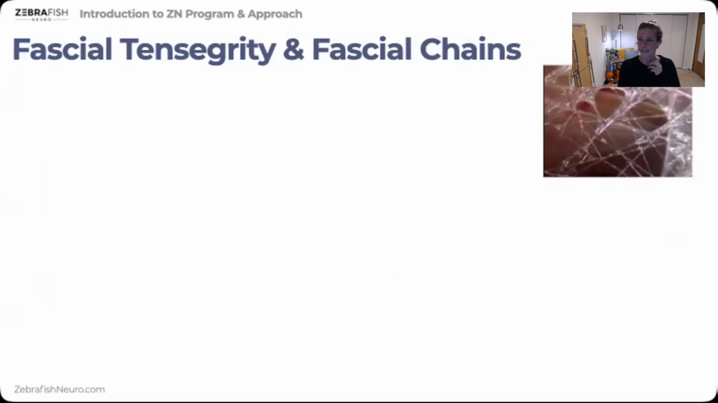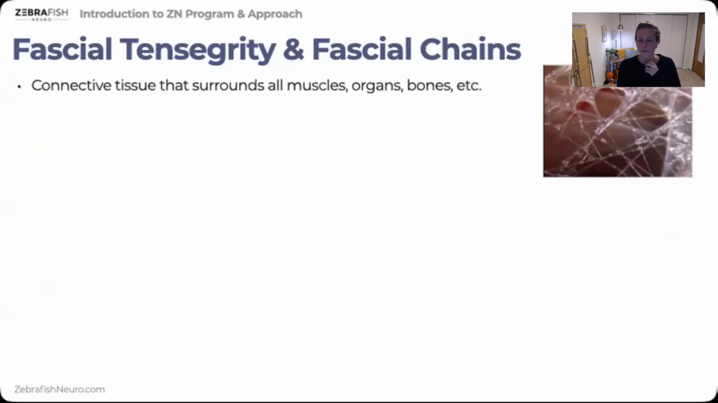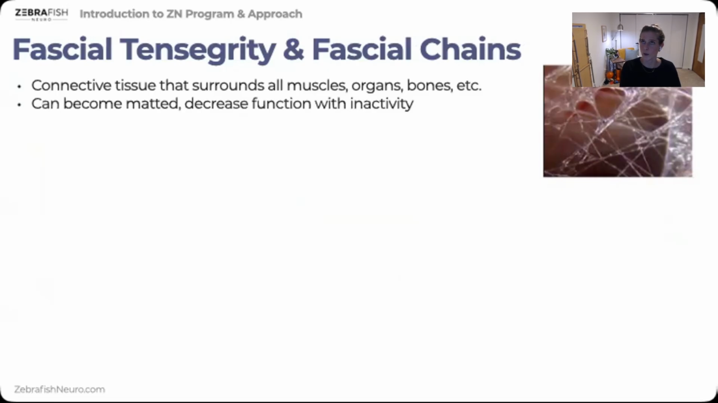All right. Fascial tensegrity and fascial chains. What is fascia? Fascia, in its simplest definition, is connective tissue. It surrounds all of our other tissues like muscles, bones, organs. With inactivity, it can become kind of matted. If you can see in this picture, that's healthy fascia, which is very wet. It can glide on each other. But with inactivity, it becomes dehydrated, matted, and decreases its function.